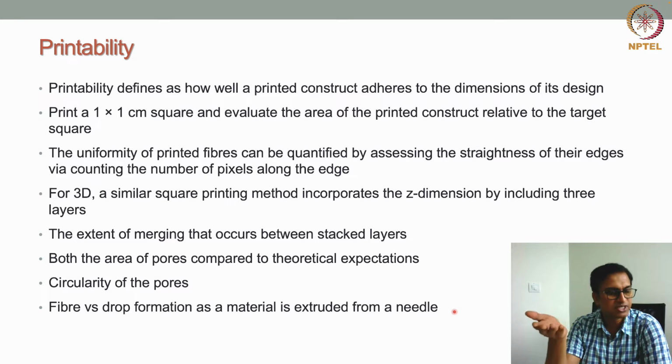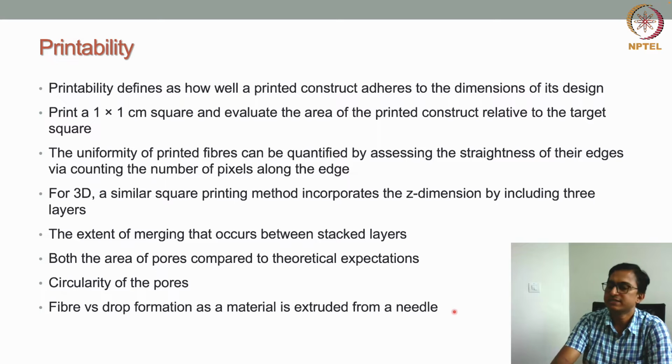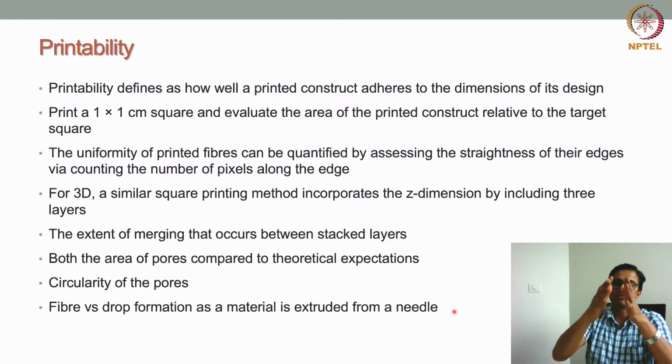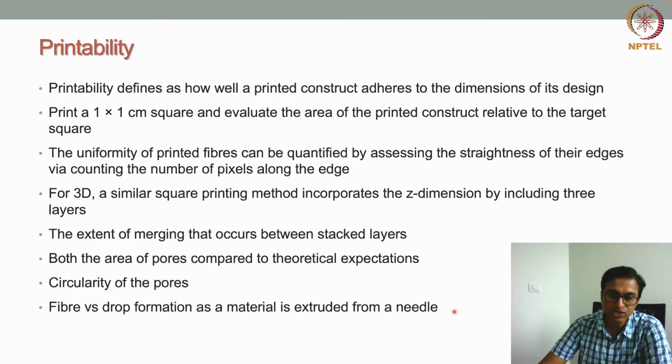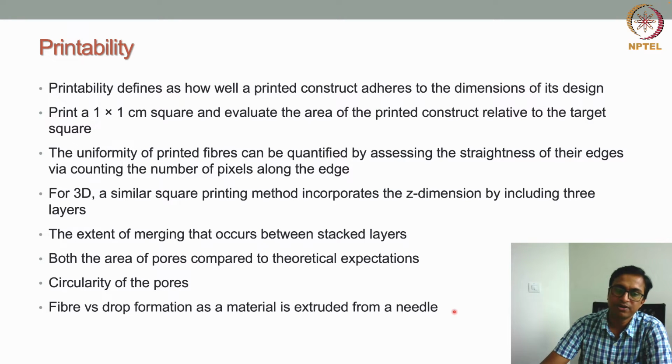Again, if you increase the pressure further, and there is a fiber formation, that is perfect. If the fiber is formed but the fiber is getting wider, that means it is over extruding the material. There again you need to optimize your pressure to get a perfect fiber formation. So fiber formation is again an indication of the printability of the material at that set of conditions.